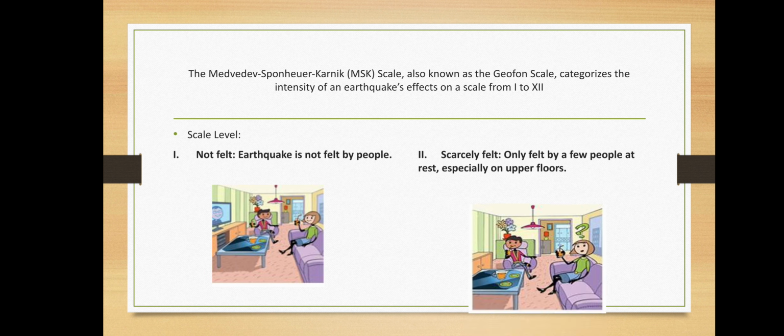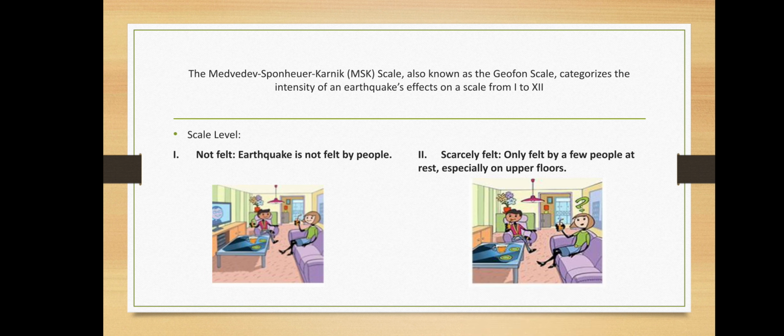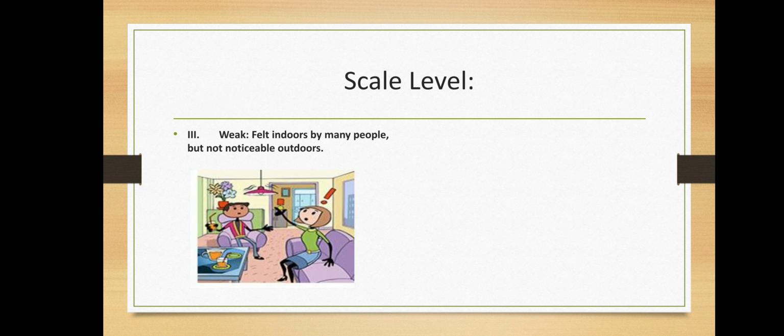Level 2, scarcely felt. Only a few individuals, especially on upper floors of buildings, might feel the earthquake. Most people do not notice it. Level 3, weak. Some people indoors might feel the earthquake, but the majority do not feel anything. Outdoors, the earthquake is generally not noticeable.